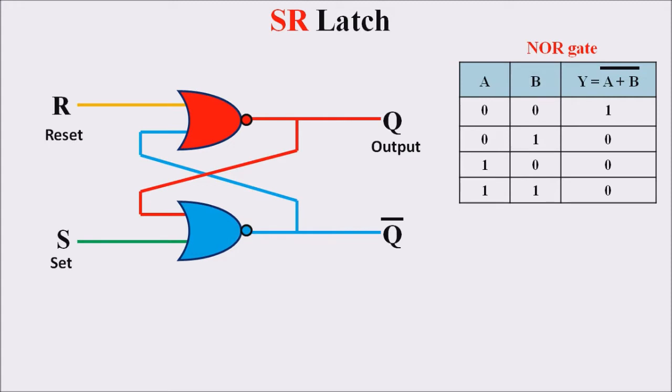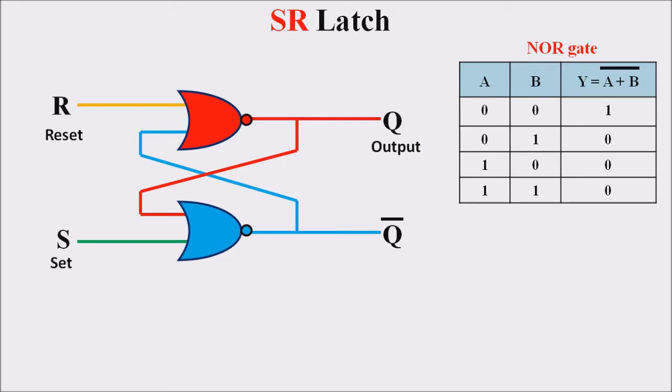In the SR latch concept, we connect two NOR gates. The output of one NOR gate feeds as input of the second, and the output of the second NOR gate feeds as one input of the first NOR gate. This is how we implement an SR latch. For implementing the SR latch, the truth table of the NOR gate should be in our mind. The truth table of the NOR gate is 0,0 results in 1, 0,1 results in 0, 1,0 results in 0, and 1,1 results in 0.